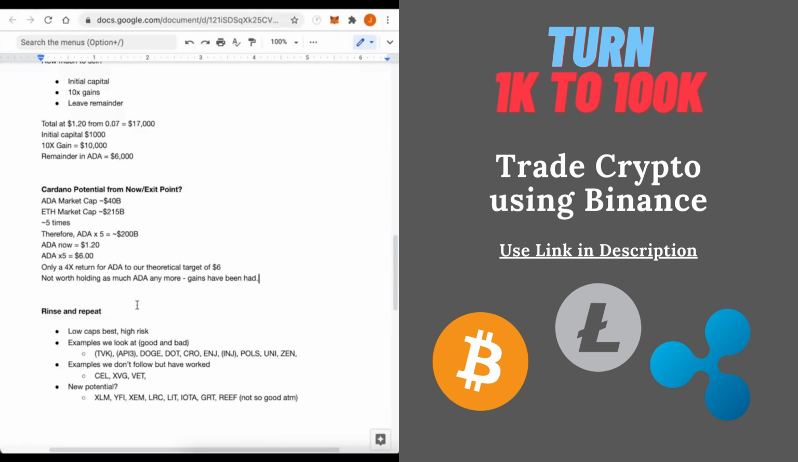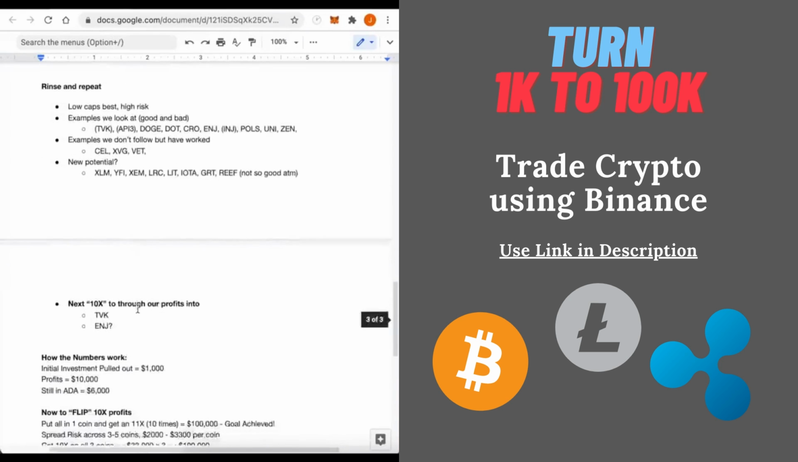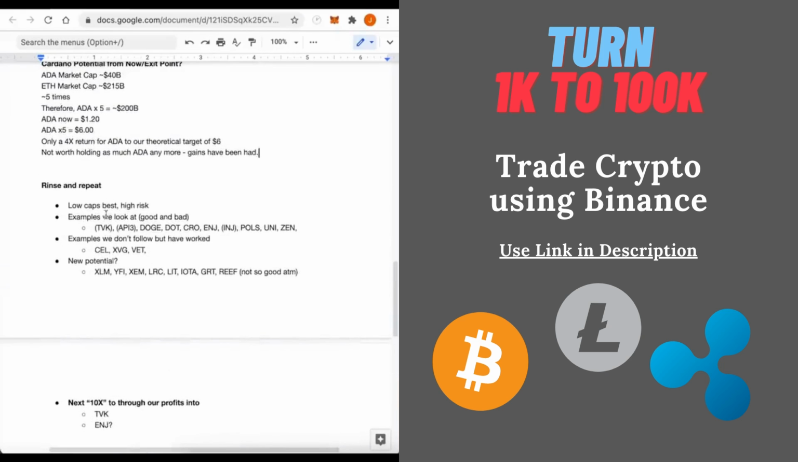Maybe it does. It's times by 5. All right. We get to 30 grand sitting in Cardano. We still have our 10 grand on the side, plus our $1,000 of initial capital that we pulled out, and we just keep that safe in case everything goes to crap. We still have that $1,000 that we put in, and we learned a hell of a lot along the way. So here comes time to rinse and repeat.